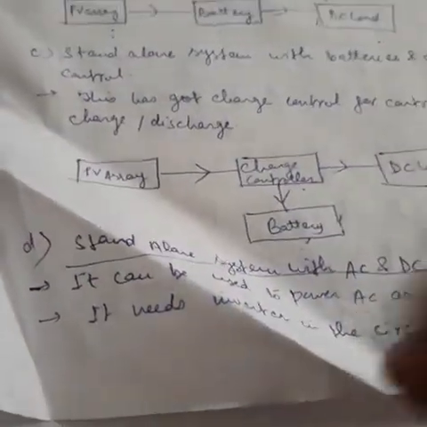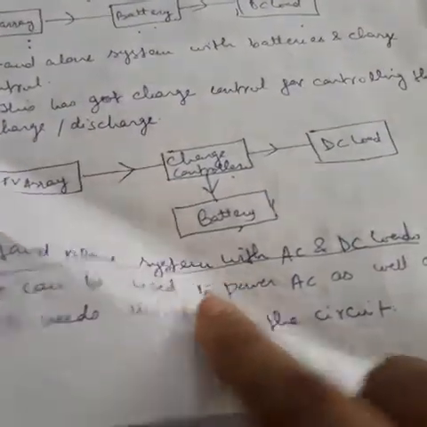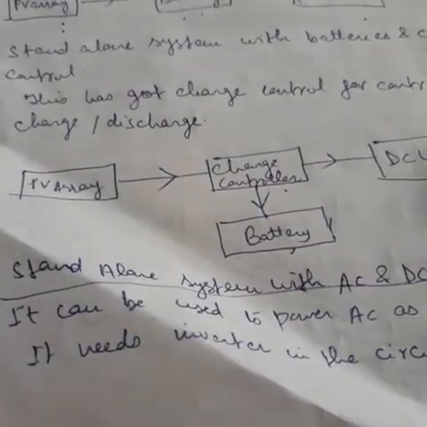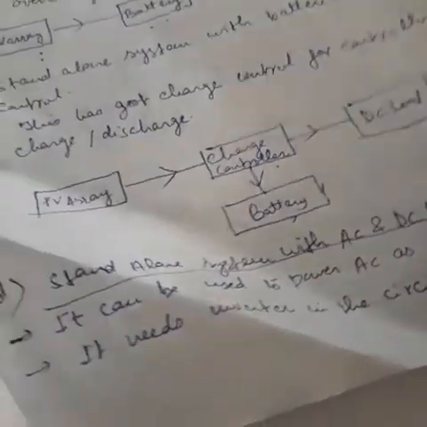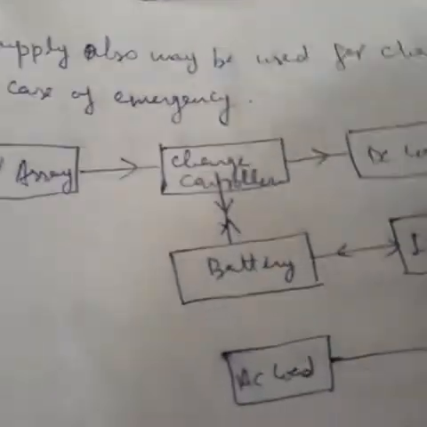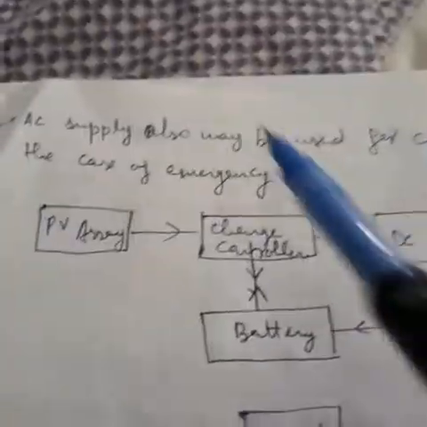In the fourth one, that is standalone system with AC and DC load both. It can be used to power AC as well as DC load, and it needs an inverter in the circuit. So an inverter is also attached to the cell, so the combination form is similar and some additional units are added into the different types of standalone system load.